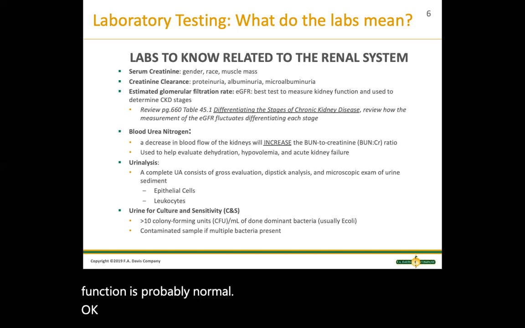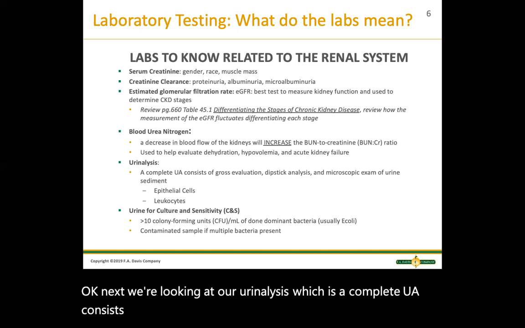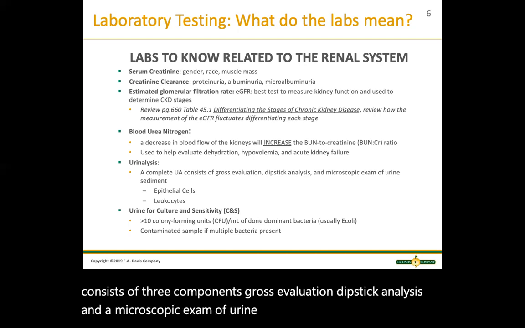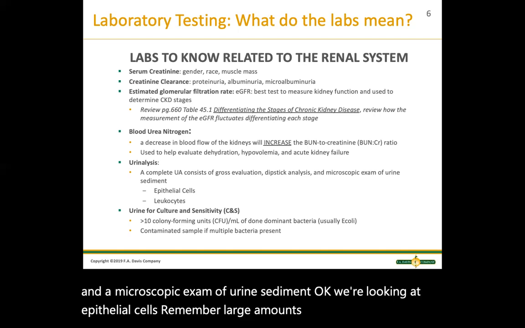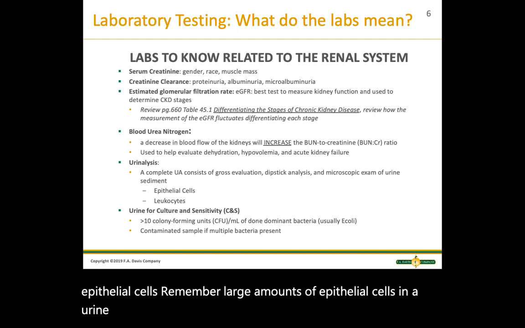Okay, next we're looking at our urinalysis, which is a complete UA, consists of 3 components: a gross evaluation, dipstick analysis, and a microscopic exam of urine sediment, okay? We're looking at epithelial cells. Remember, large amounts of epithelial cells in a urine sample indicates that it's contaminated. So be conscious of that. A few epithelial cells are considered normal.